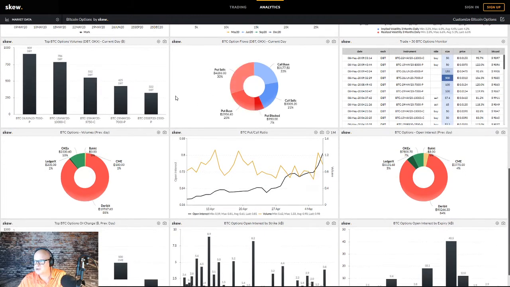So top BTC volumes, Deribit. You can see how there's a lot of put selling going on. So this is Deribit and OKX, current day. A lot of put selling, which is good. Still people buying puts. Sometimes these are people buying back their short put positions, so you can't really tell what people are doing there. Sometimes they're selling the current puts, call buying, call selling, put blocked, don't know what that means.